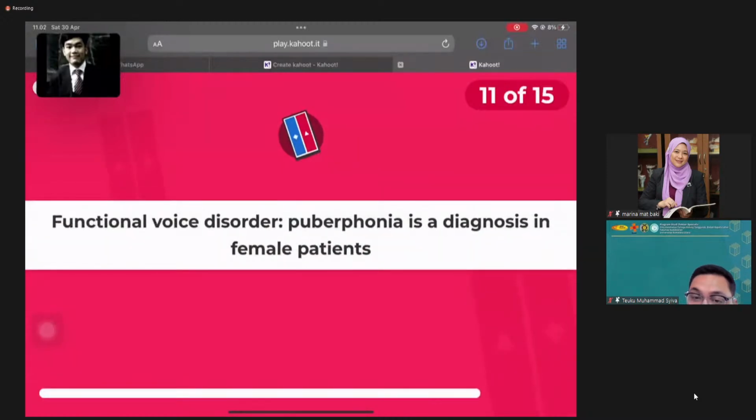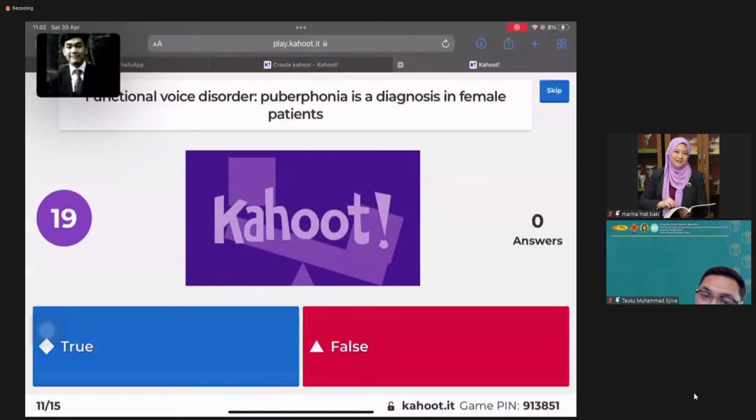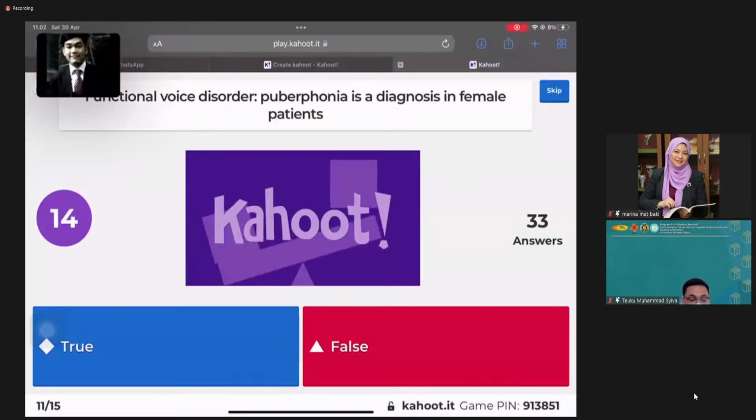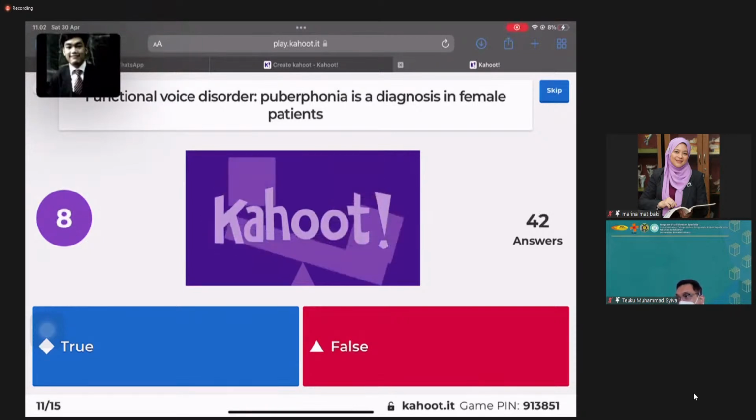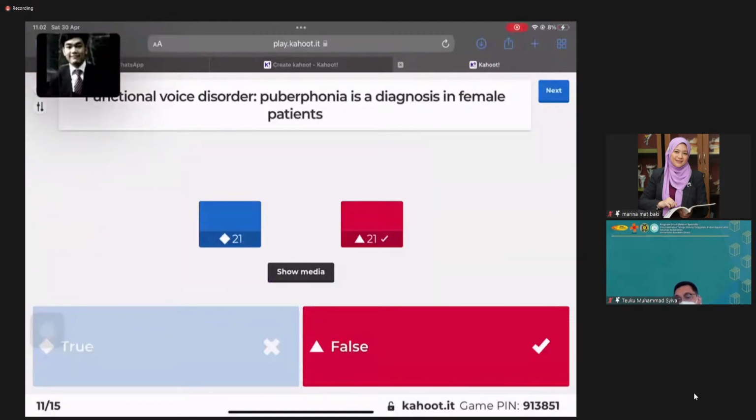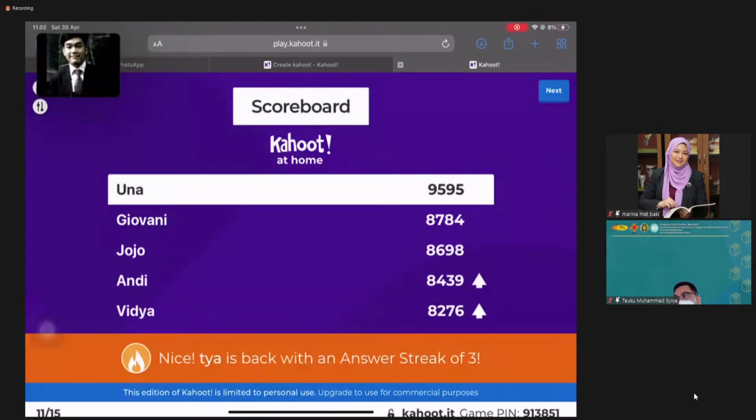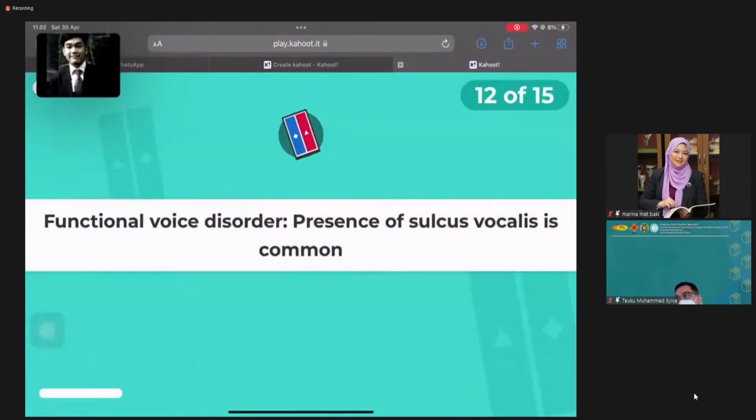Puberphonia is diagnosed in a female patient. True or false? Five seconds left. The answer is false. Okay. Still Una, and Giovanni for the second place.